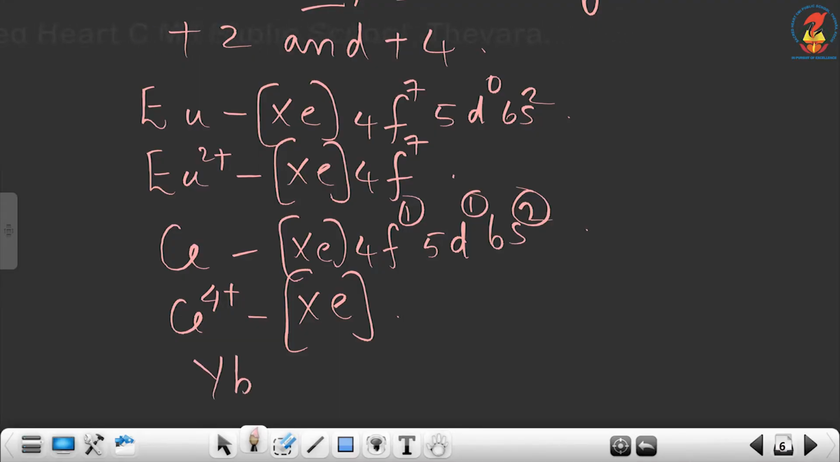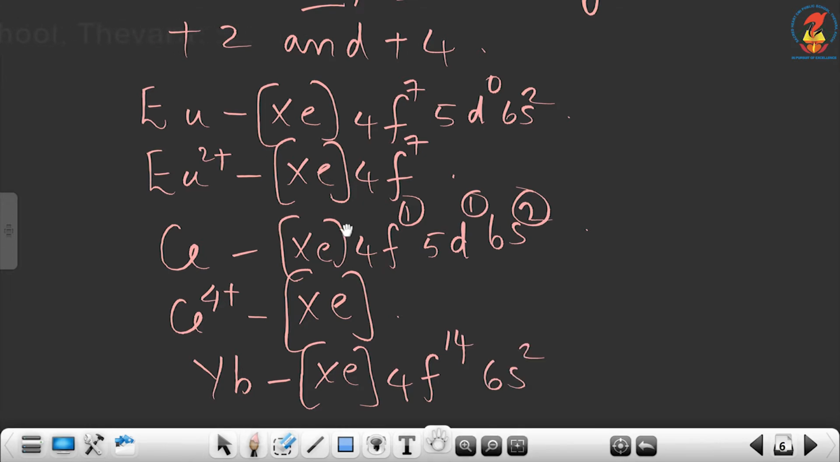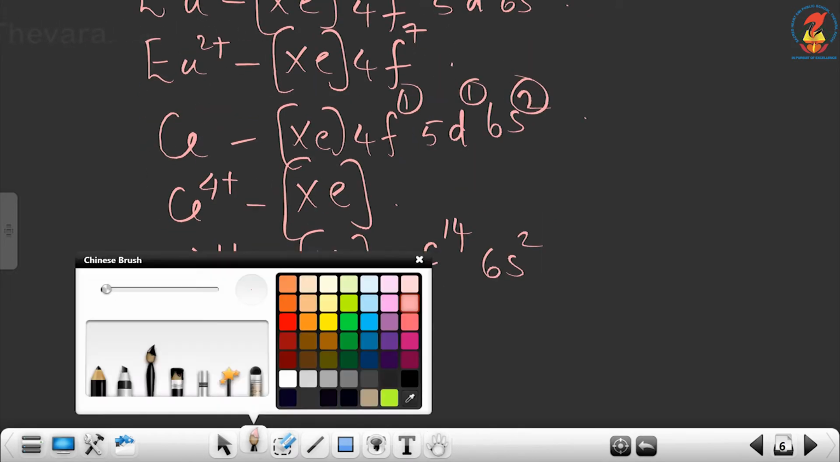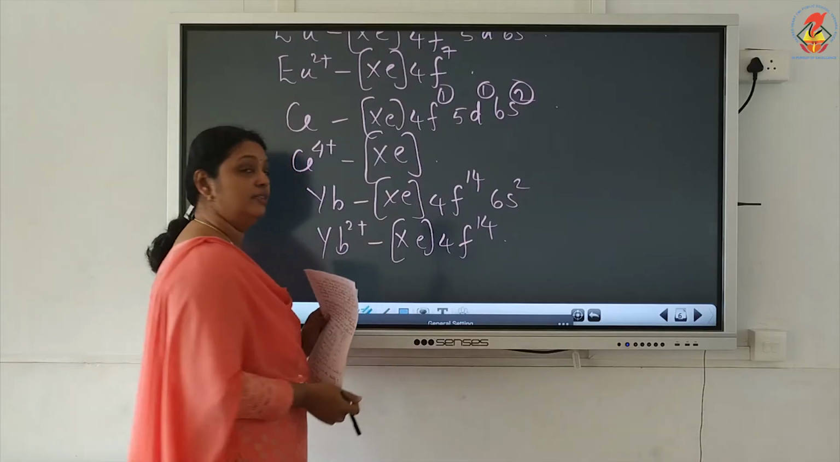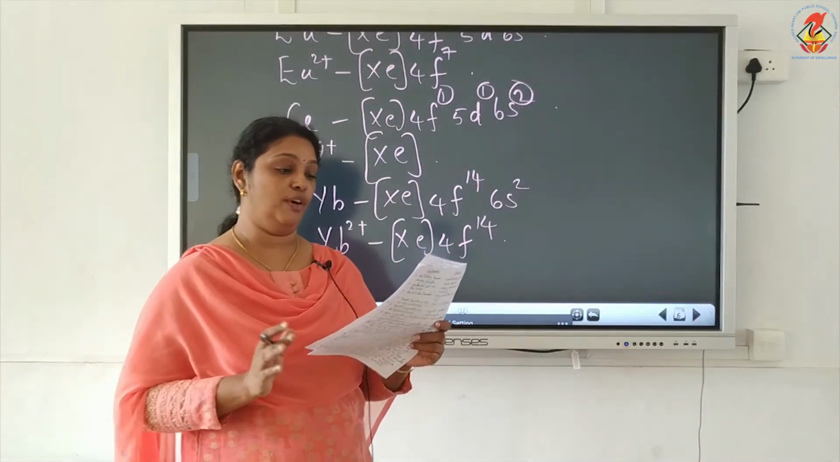Same way, ytterbium. Ytterbium is Yb. Yb configuration is xenon 4f14 6s2. Now ytterbium takes +2 oxidation state because Yb2+ gets xenon 4f14, which is stable due to the completely filled 4f orbital.